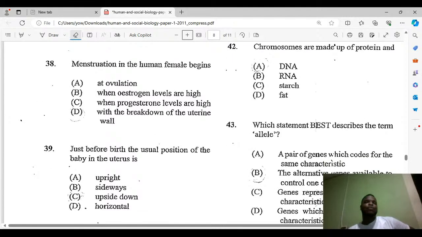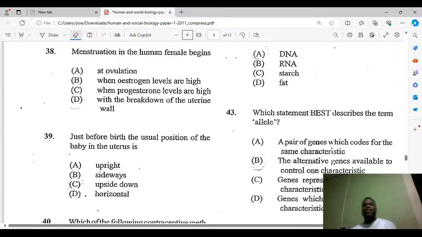Menstruation in the human female begins where? Where does menstruation begin? Ladies, your time. Yes. So it has to be D, with the breakdown of the uterine wall. Because after estrogen and progesterone have built up the uterine wall for a fertilized egg, if there's none, the same built-up wall is going to start to shed. All right, so D is the answer. That's pretty simple. We'll move on.